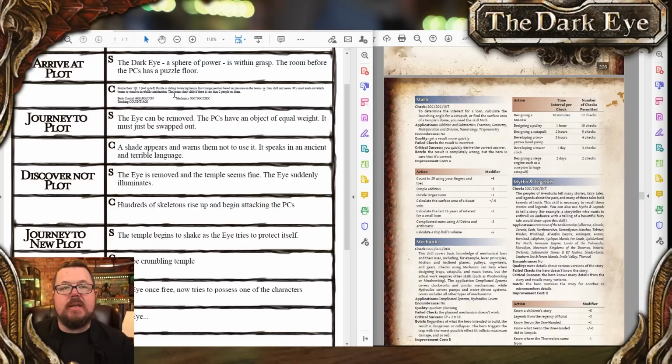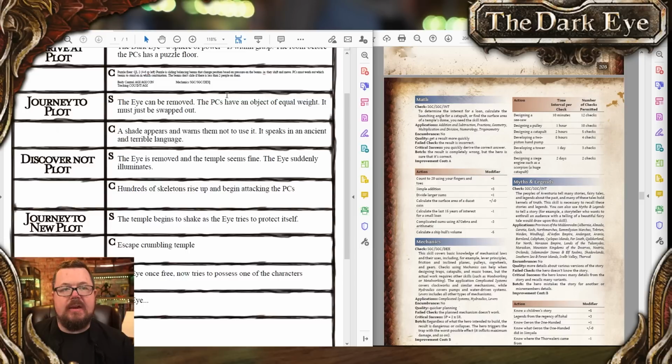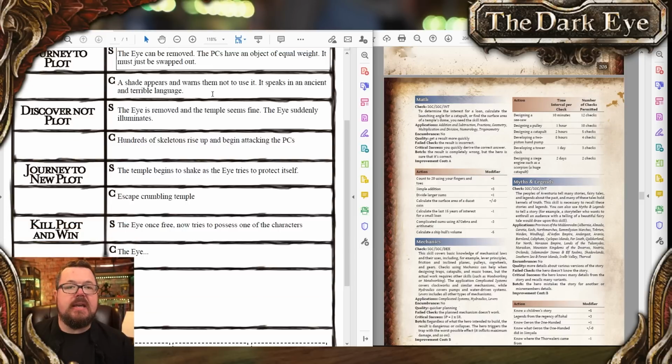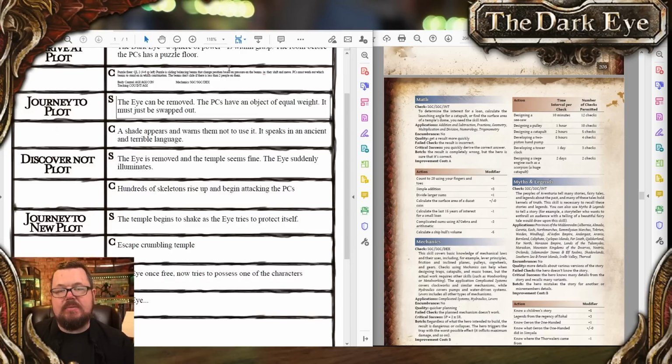Okay, so that's how we're going to get across that one. This is the combat sort of challenge, so I think that's quite cool. And then they arrive. The eye can be removed. The PCs have an object of equal weight. It must just be swapped out. So I was kind of thinking the Indiana Jones type of thing, swap the eye, put a weight of equal measure upon it.